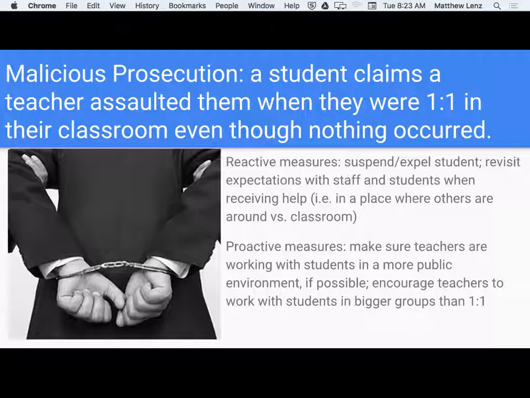Malicious prosecution. A student claims a teacher assaulted them when they were working one-on-one in their classroom, but nothing actually occurred. This is kind of a big deal. You could ruin a teacher's reputation, maybe even get them fired. So probably resulting in some sort of suspension or expulsion from a student perspective.